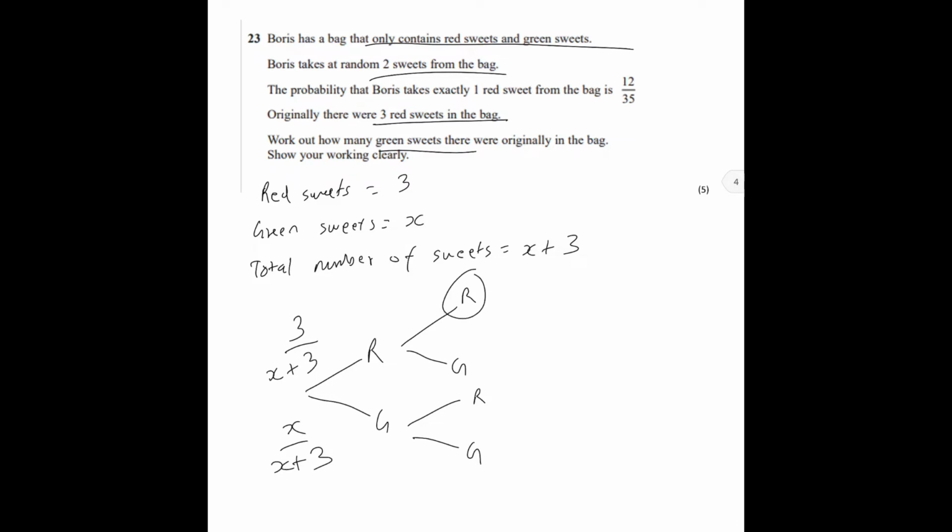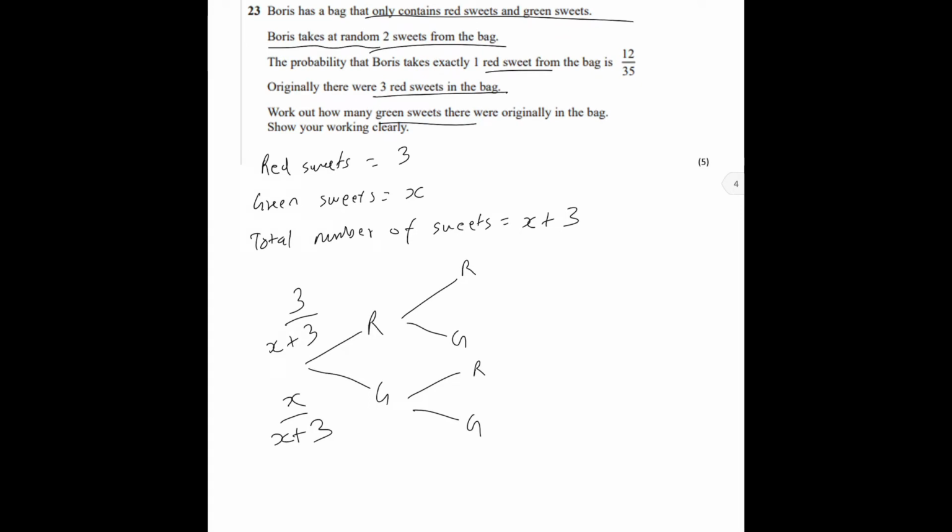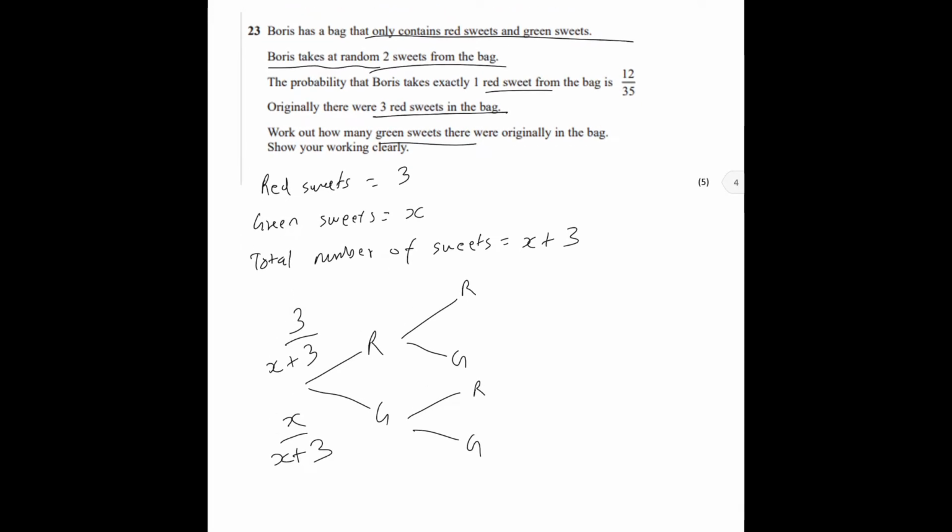Now, what's the probability of getting a red again in the second draw, right? It takes 2 sweets from the bag, and this is the second one. Remember, why we're drawing this is because Boris takes at random 2 sweets from the bag. So the probability that he takes exactly 1 red sweet is 12 by 35. We'll reach that in the later steps. So first let's solve the probability tree diagram.